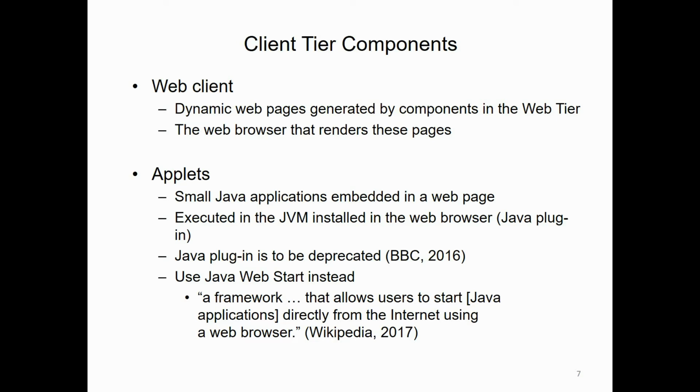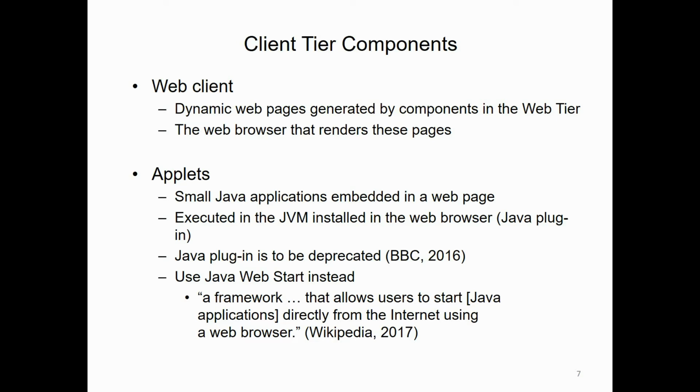Some of the client tier components might include applets, although that is likely to be less common these days, especially since web browser providers are now dropping the Java plugin that is required for applets in favor of asking developers to make use of the Java Web Start environment, which is a framework that allows us to hold Java applications on the web server and then at the click of a button on a web browser distribute that application to the client, and then it will execute on the client as if it were an installed desktop application.